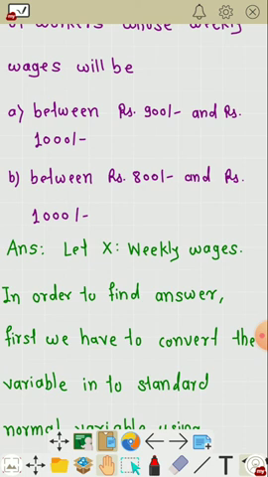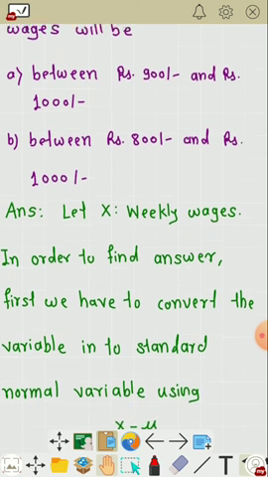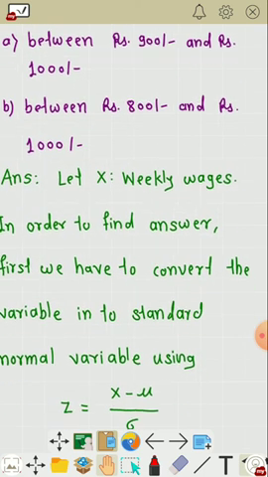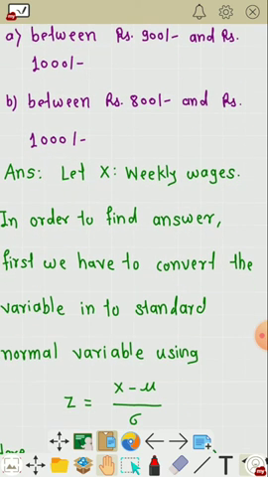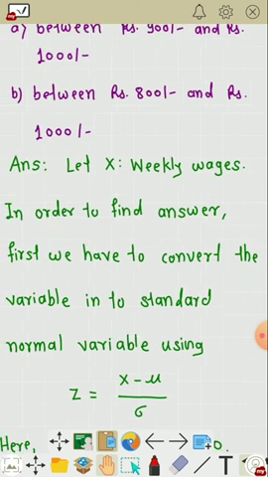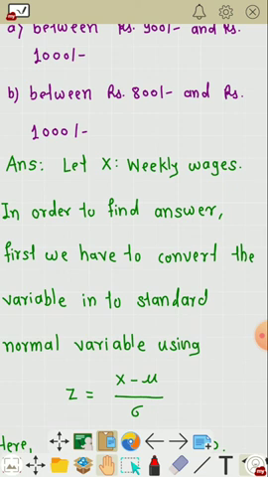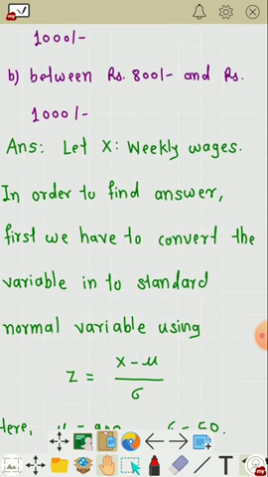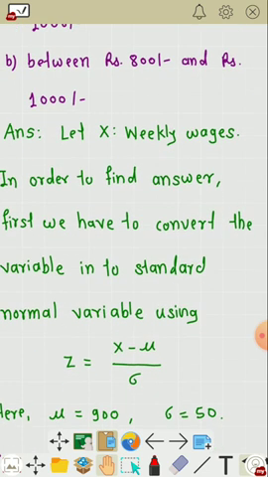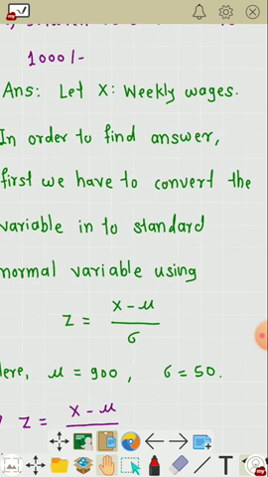So let us write the answer to this question. Let x denote weekly wages. In order to find the answer, first we have to convert the variable into a standard normal variable, using the transformation z equal to (x minus mu) upon sigma.